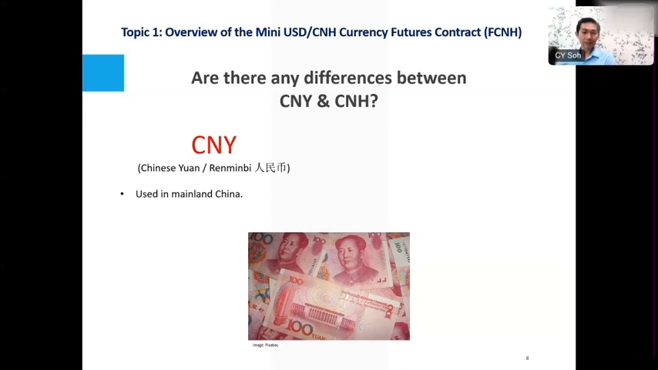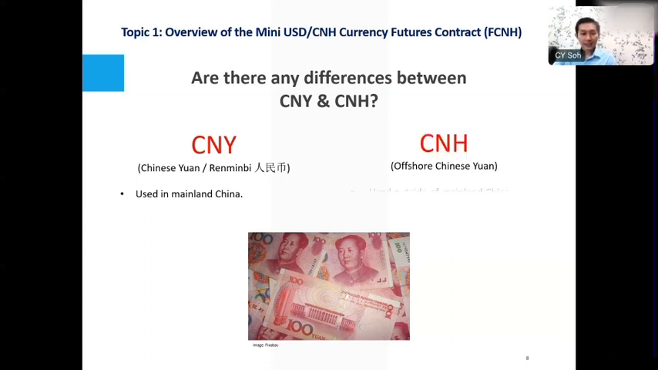However, they can be used in different contexts and represent slightly different aspects of the currency. So firstly, let's have a look at CNY. Of course, CNY is the official code for Chinese Yuan, which is the currency used in mainland China. And it is also referred to as the onshore yuan because it is used within the borders of China only.